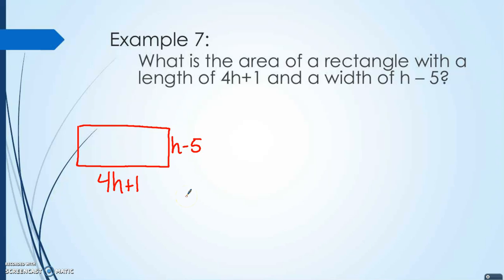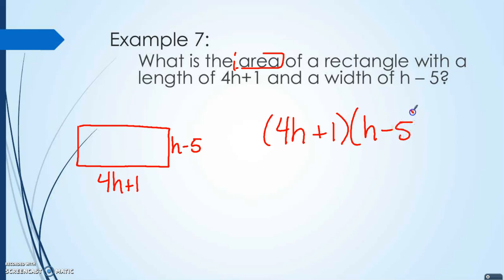Okay? So I could find perimeter by combining the like terms, but it's asking for the area. And area is length times width. So I have to multiply these things together. Now it does not matter which one you put first. I'll just go ahead and put the 4h one first. But I have to multiply these things together. And so when you do that, you have to do double distribution.